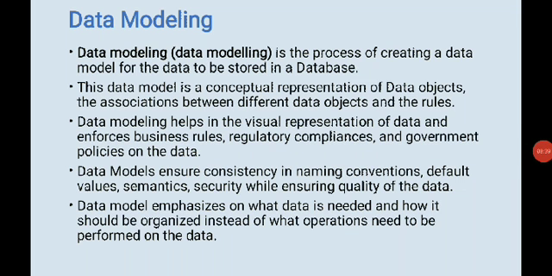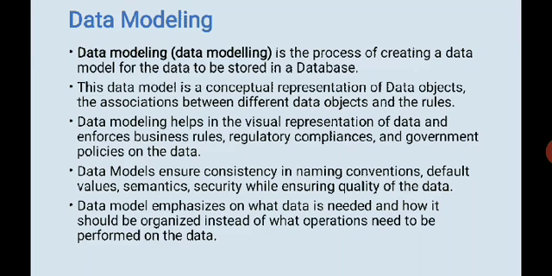Data modeling helps in visual representation of data and enforces business rules, regulatory compliance and government policies on the data, right? Which is very correct, because anything would have some rules defined in there. So there'll be business rules of the company, there'll be regulatory compliance along with the standards, and there'll be government policies on the data, right?